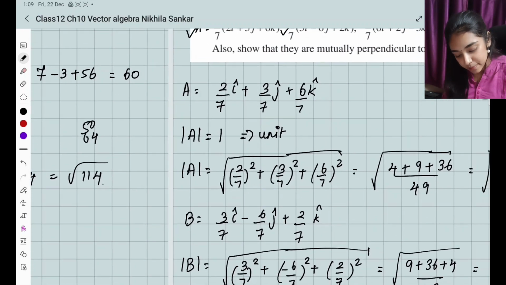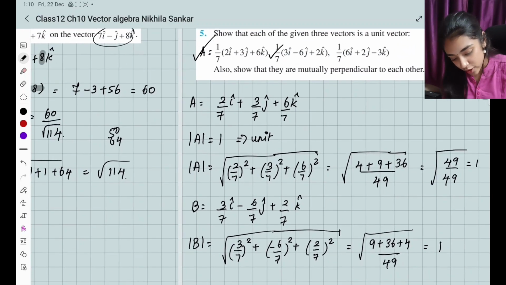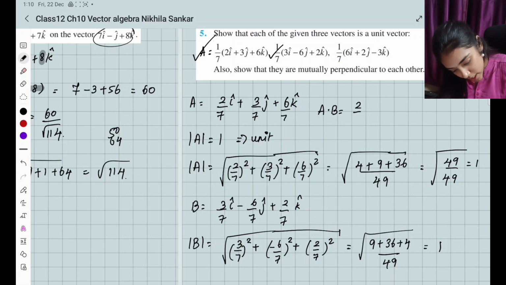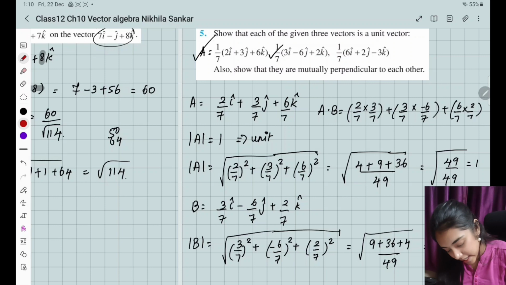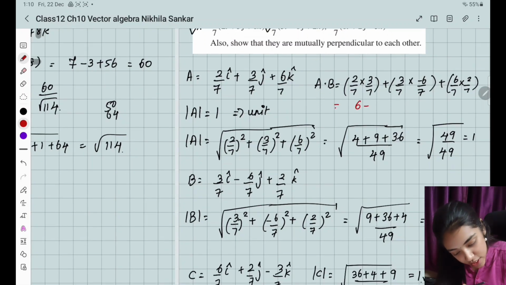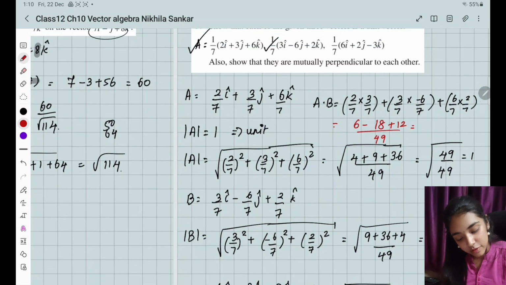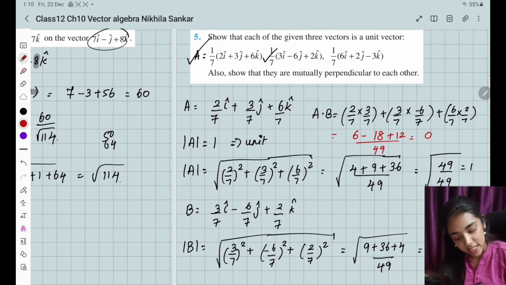Now what is a dot b? I see the a and b values, so I'll do a dot b here. Okay, so a dot b is going to be 2 by 7 into 3 by 7 plus 3 by 7 into minus 6 divided by 7 plus 6 by 7 into 2 divided by 7. So what do we get when we calculate this? 3 2s are 6, minus, in the numerator 6 3s are 18, plus 6 2s are 12, divided by 7 into 7, which is 49. So I'll be left with 6 plus 12 is 18. 18 minus 18 is 0. So I see that a dot b is going to be 0, which means cos theta equals 0, so theta equals pi divided by 2.